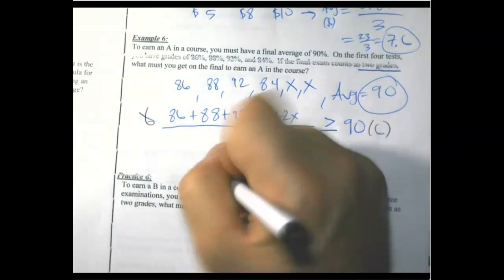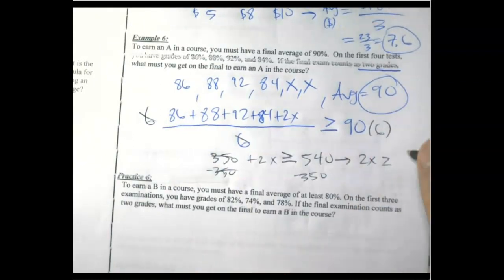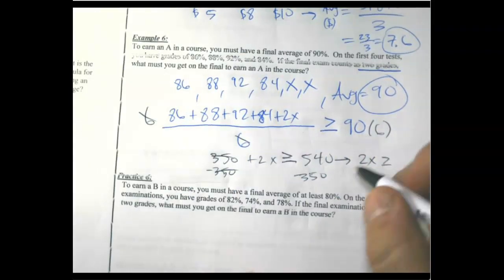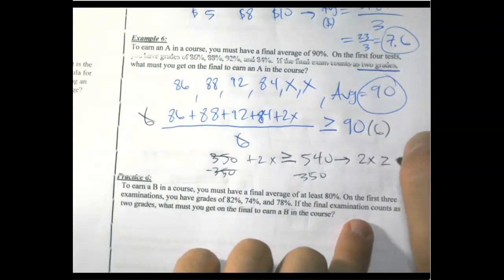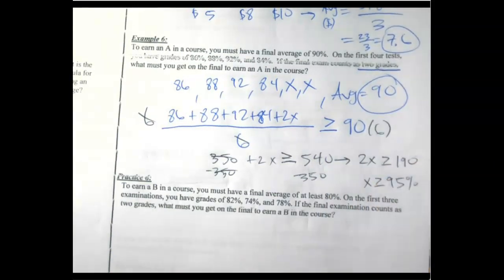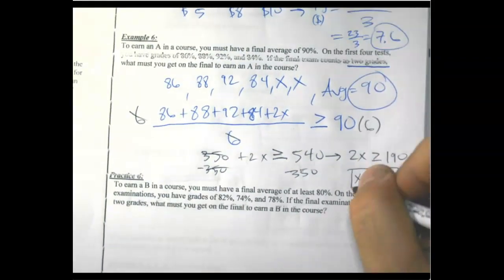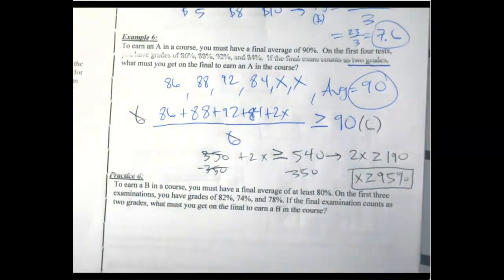And 350 is gone. 2x is remaining. 2x is greater than or equal to 190. Divide by 2. And you get that your final test score will have to be greater than or equal to 95% in order to average at least a 90 in the class.